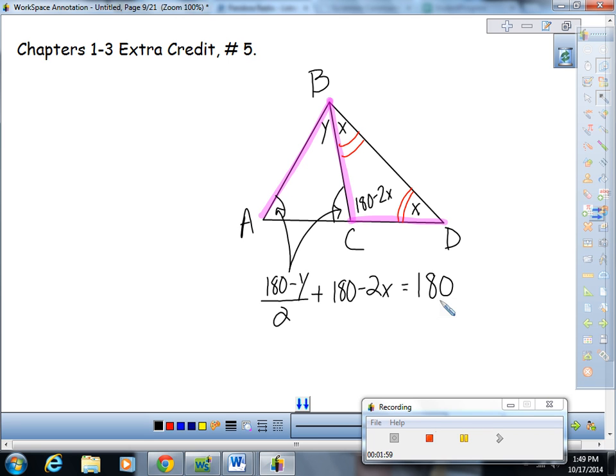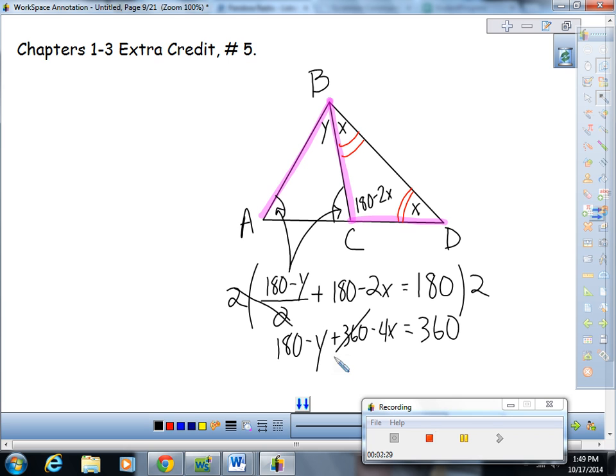What will I do? I'm not a big fractions fan, so I'm going to double everything because that's how I got to make it work. So that'll cancel, leaving me with 180 minus y. And then I got to distribute all this. So plus 360 minus 4x equals 360. I can get rid of those by subtracting 360 from each side. We want y in terms of x, so I'm just going to add a y to both sides.